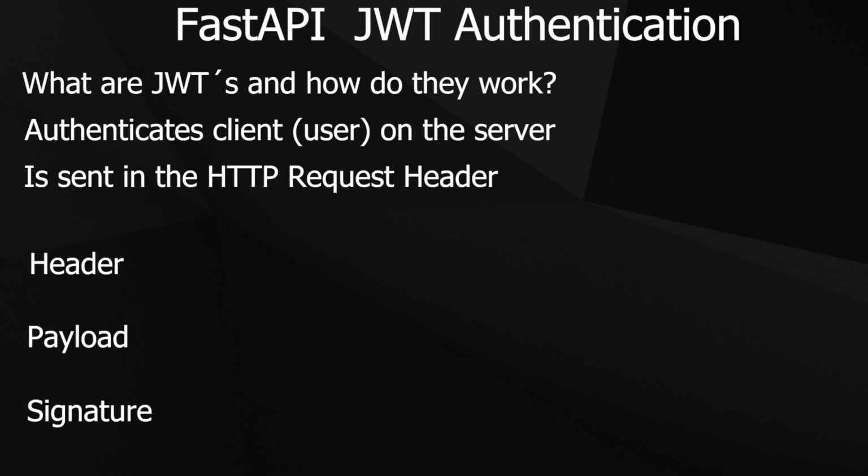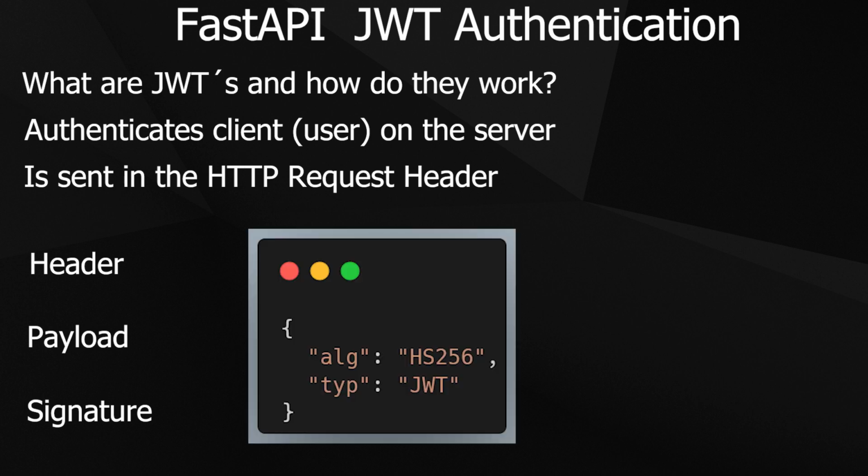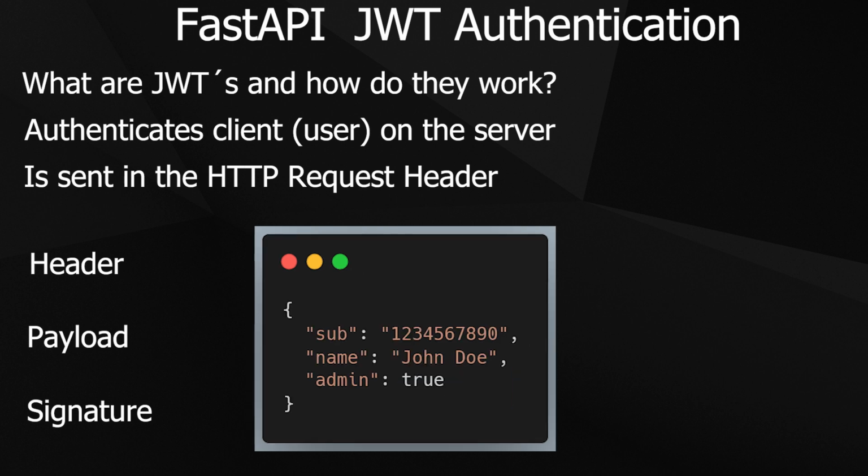The header typically defines the type of token and the signature algorithm used. The header can look, for example, like this. Here you've got the algorithm and you've got the type, which is JWT, an abbreviation for JSON Web Token. The payload segment contains the so-called claims or statements. These statements are about an entity, typically a user, and have some kind of additional data. For example, the name or if the user is an admin or not.